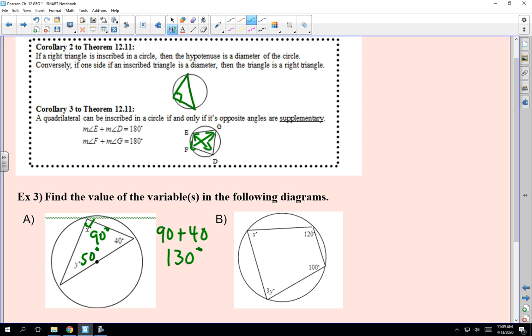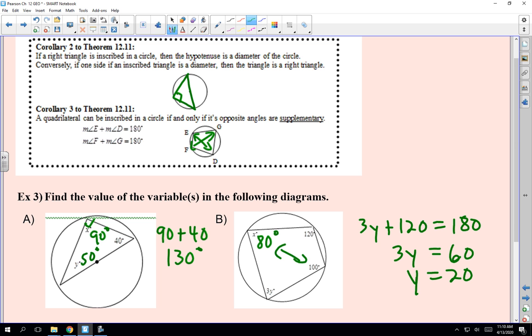Over here on B, it says the only way you can have a quadrilateral inscribed in a circle is if the opposite angles add up to 180. So that would mean x has to be 80 degrees, so that these two add up to 180. And 3y plus 120 has to equal 180. You could use a little trial and error or do some algebra here and solve for y. Subtract 120 from each side, 3y equals 60, divide by 3, y is equal to 20. So y equals 20 in this case.